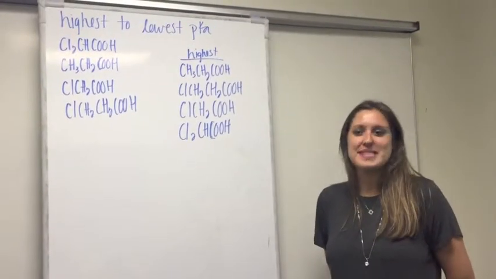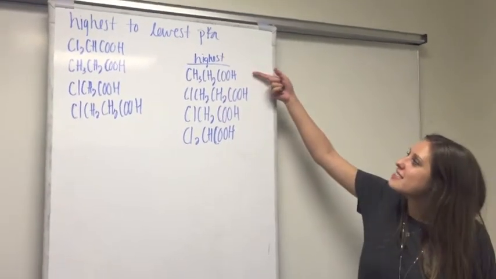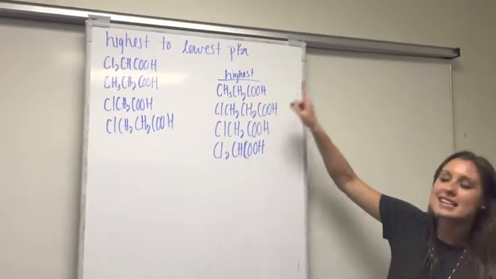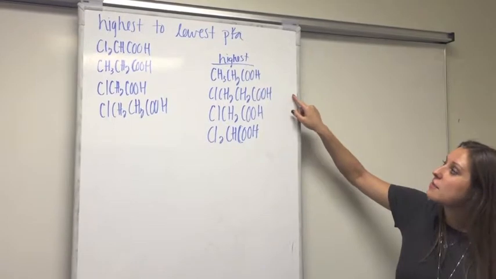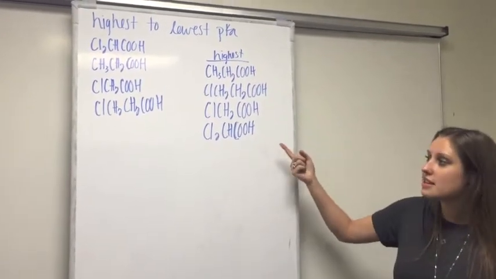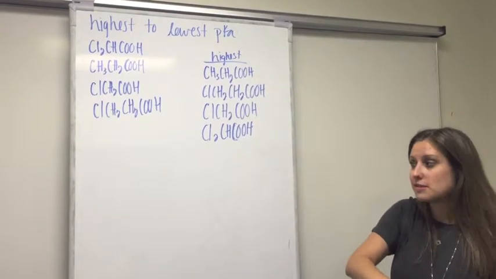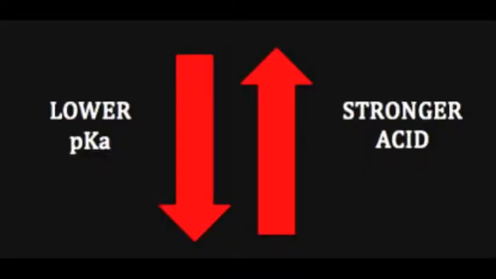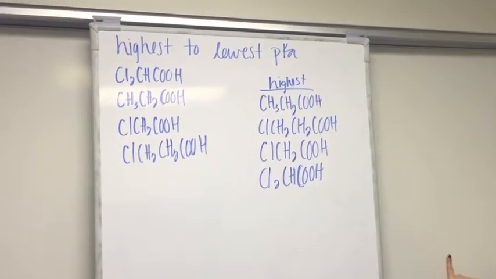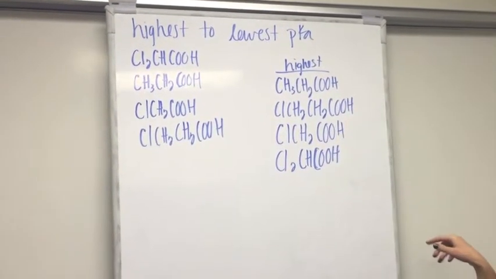Okay, so we're going to do some examples. We need to rank these four compounds from highest to lowest pKa. And we did that because the higher number of chlorines that you get, the lower the pKa goes. And this is because the lower the pKa, the stronger the acid. So the highly electronegative atoms stabilize the conjugate base, making ionization occur more readily.